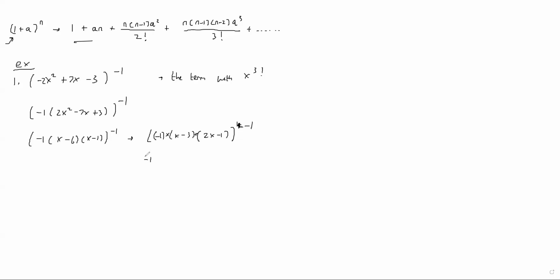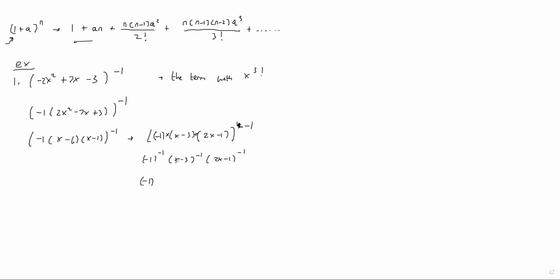So we get -1 to the power of -1, and then we have bracket x minus 3 to the power of -1, and then we have 2x minus 1, and then to the power of -1. Something like this. Okay, so what is -1 to the power of -1? Well, -1 to the power of -1 is basically 1 over -1, so it's still going to give us -1 anyway. So it's -1 in here, right? And then we have x minus 3 to the power of -1.